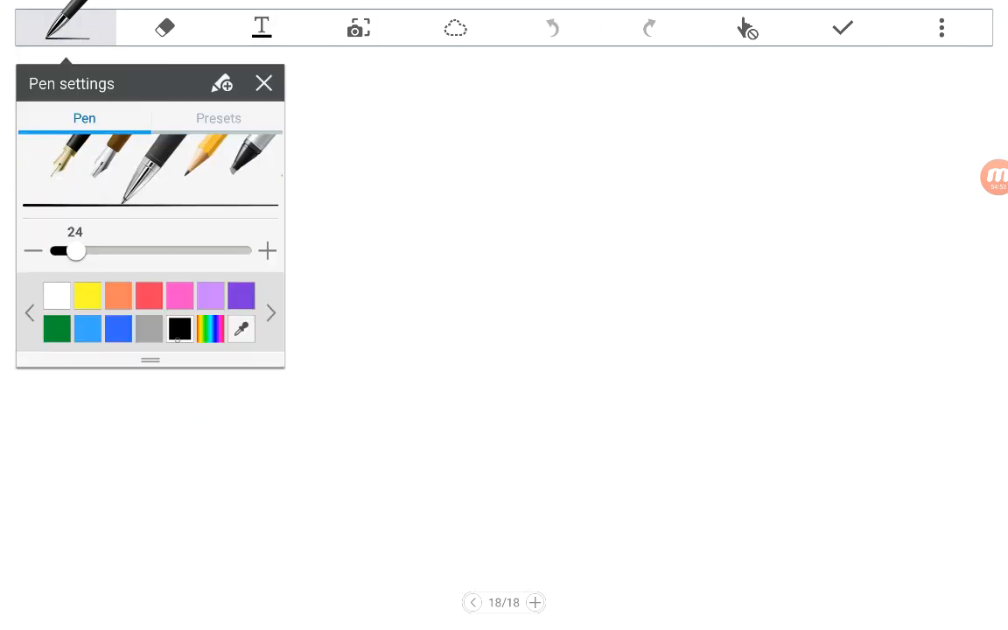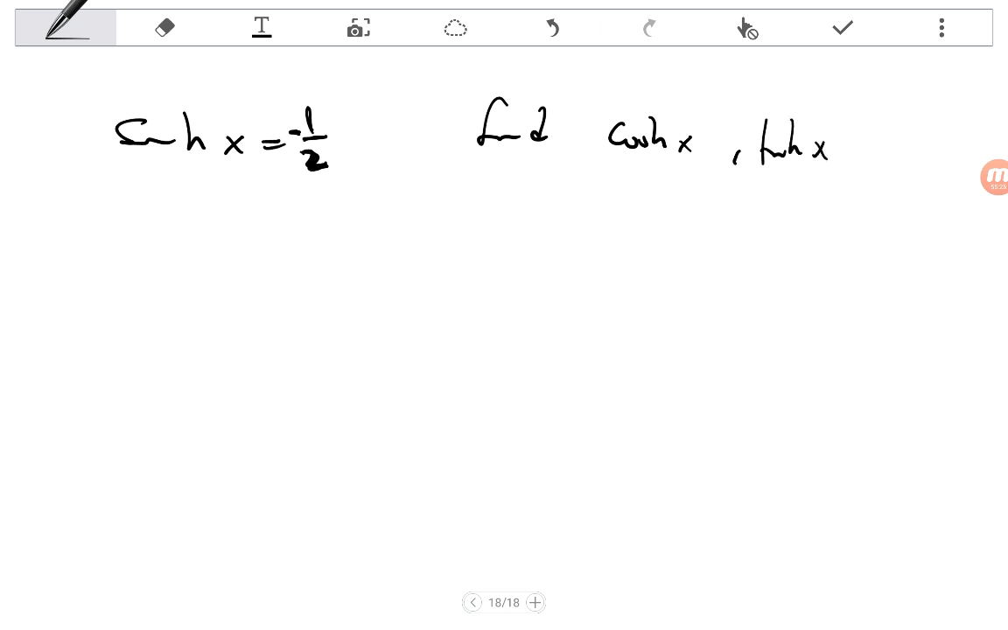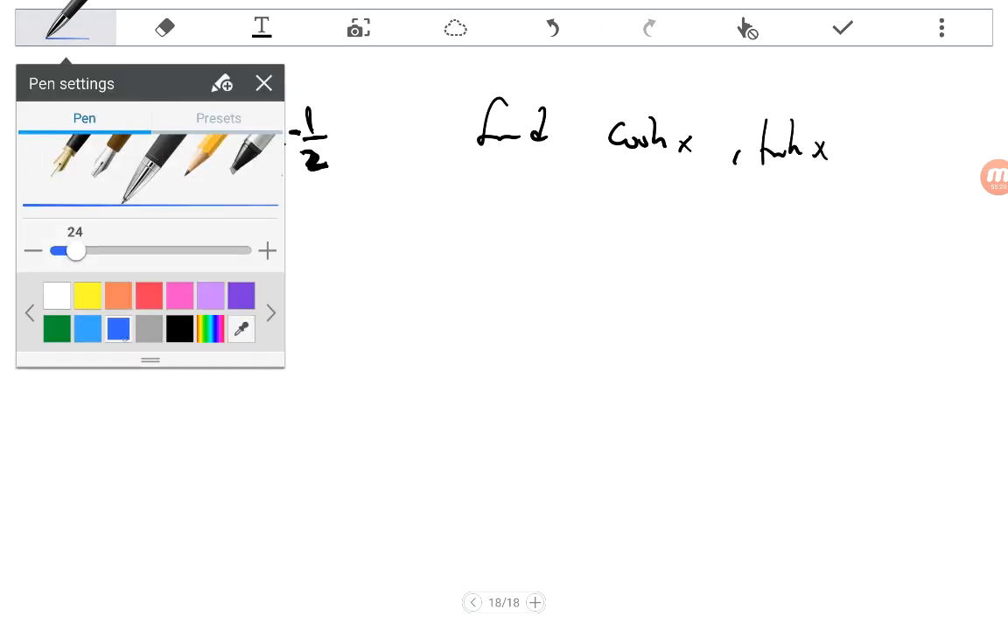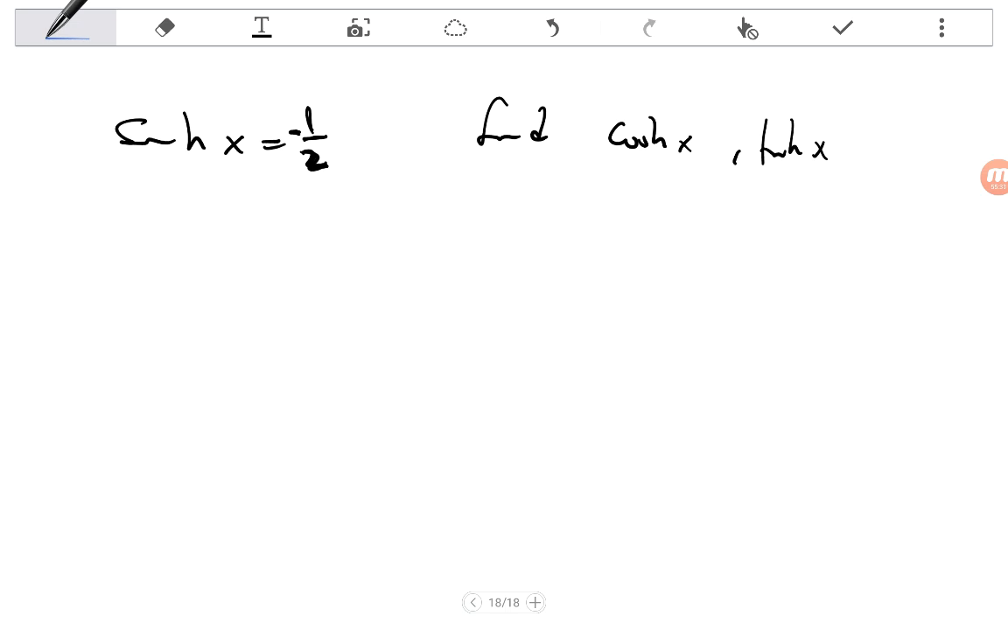Also, we can simplify based on some triangle, just like trigonometric functions. We use a triangle in trigonometric functions. We can also use what is called the fake triangle in hyperbolic functions. For example, if I have sinh x equal to negative half, find cosh x and tanh x. How would we find this?